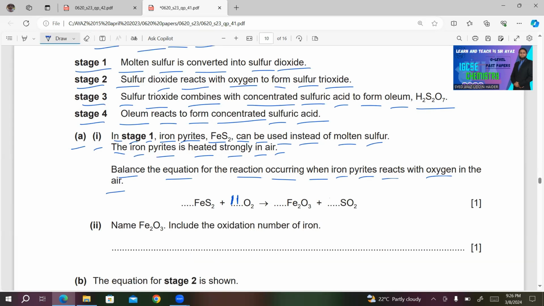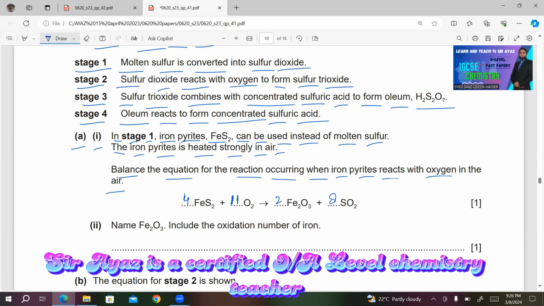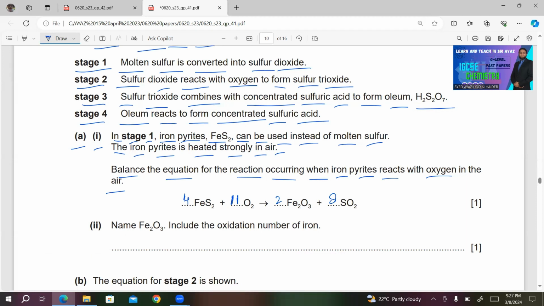And what if I write 4 here instead of 2? 4 FeS2, then I will have to write 2 here. What about sulfur? 4 2s are 8. 8 2s are 16 for oxygen. 16 plus 2 3s are 6, 16 plus 6, we will get 22. It's balanced now.